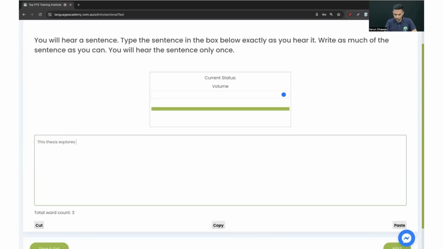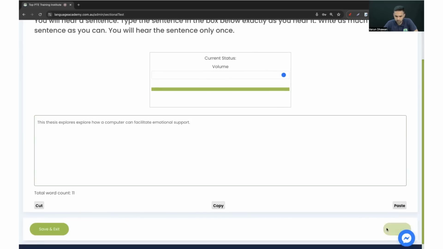Explores how a computer can facilitate emotional support. This thesis explores or explore, I'm not sure, I'll write both the words. I think it's okay. Facilitate, huh? You can add extra words, you won't be marked down for that. This thesis explores how a computer can facilitate emotional support. So let's move on.